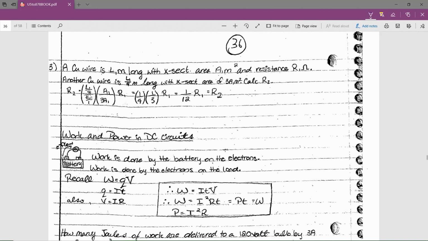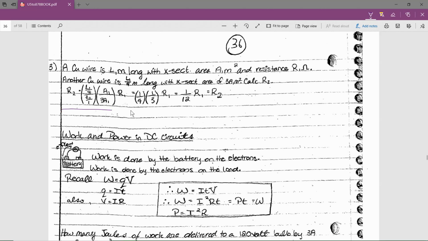So R2 is L1 over 4, which is the same as L2 over L1, so it just becomes a quarter, times the cross-sectional area, 1 over A2, but A2 is 3A1, times R1. So it's a quarter times a third of R1. So it's 1/12 of R1. So R2 is 1/12 of R1.